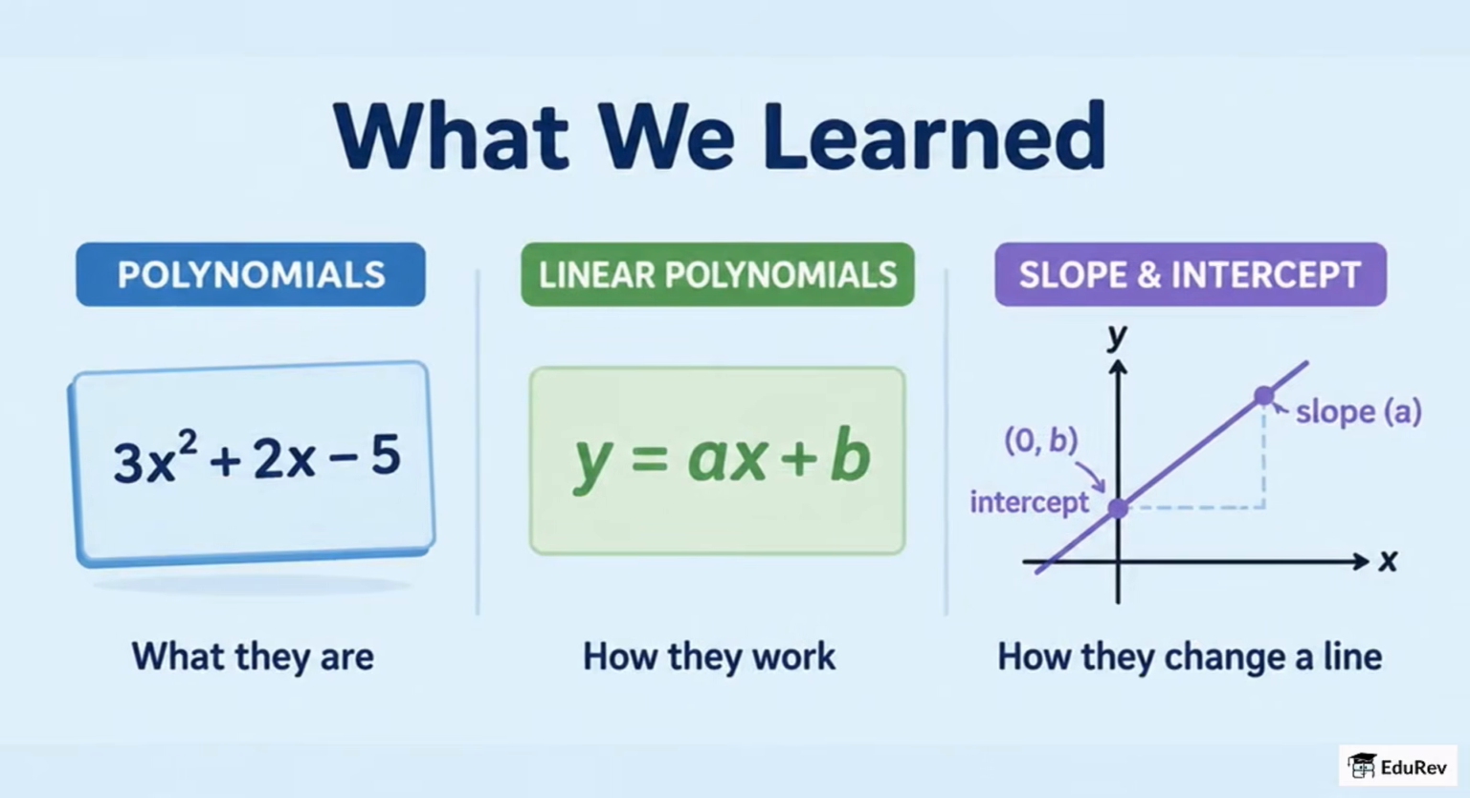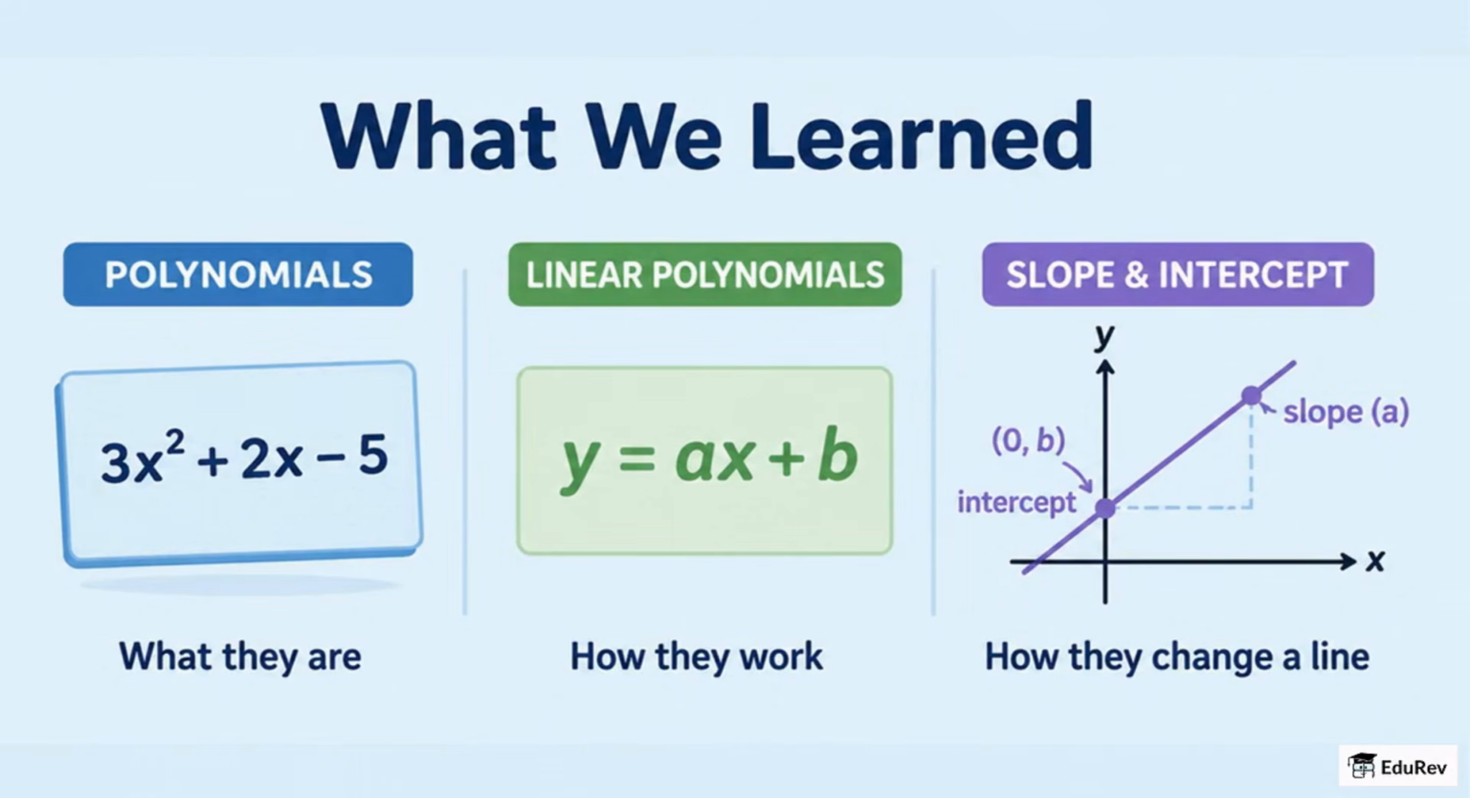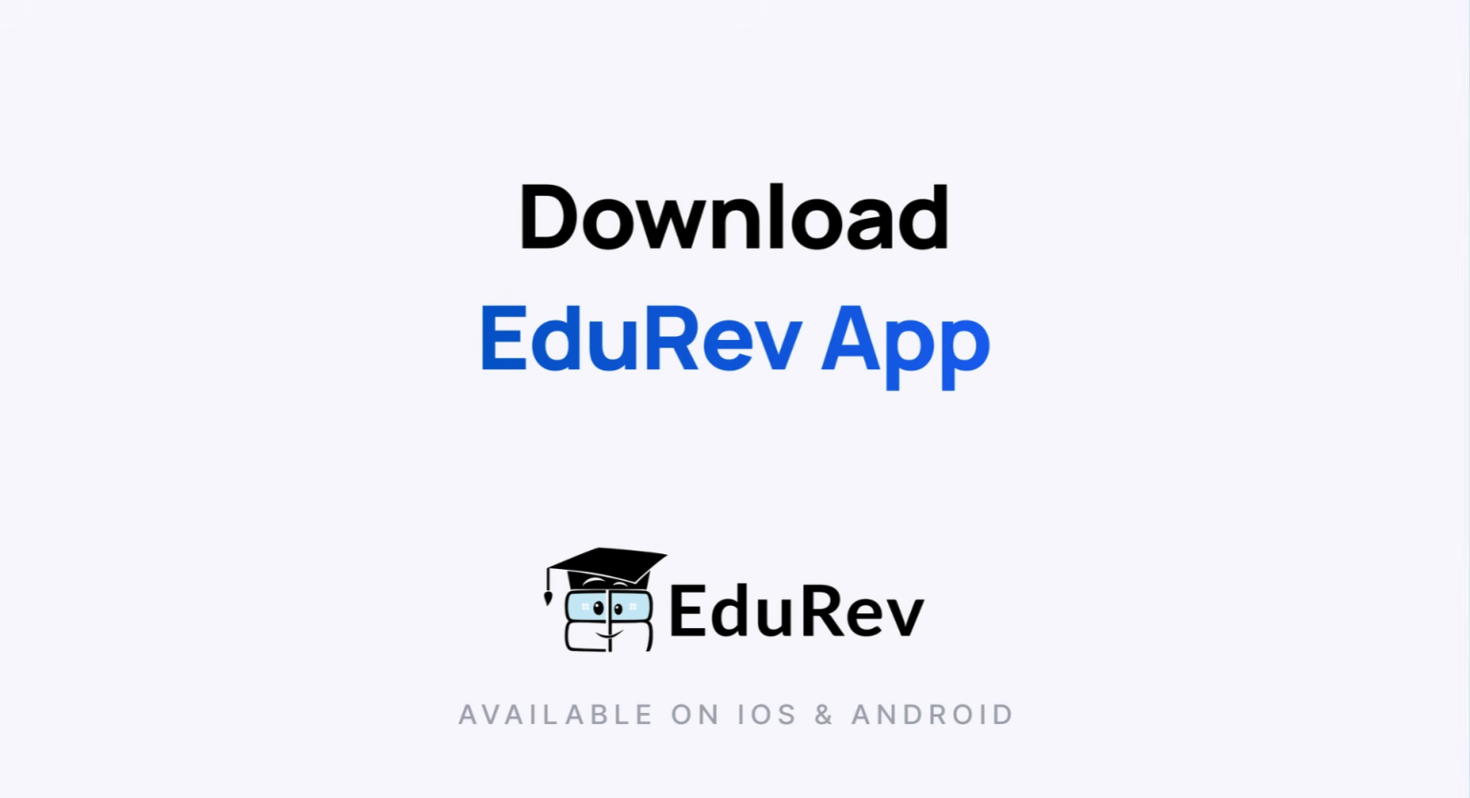So today we learnt what polynomials are, how linear polynomials work, and how slope and intercept change a line. Keep exploring with small examples around you, like fares, fees, and tile patterns to spot these ideas. Learning is a step-by-step game, so stay curious and try making your own examples on paper.